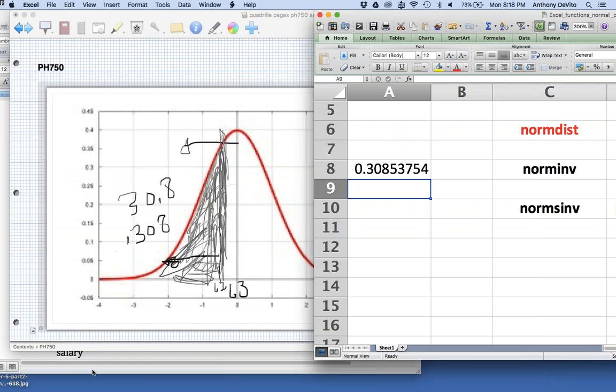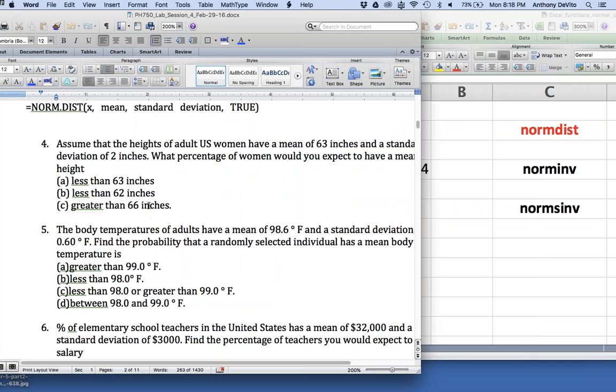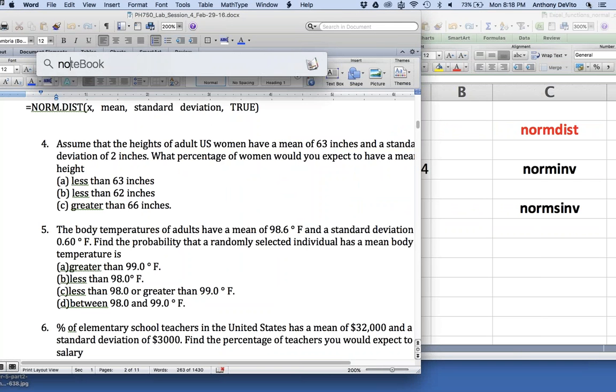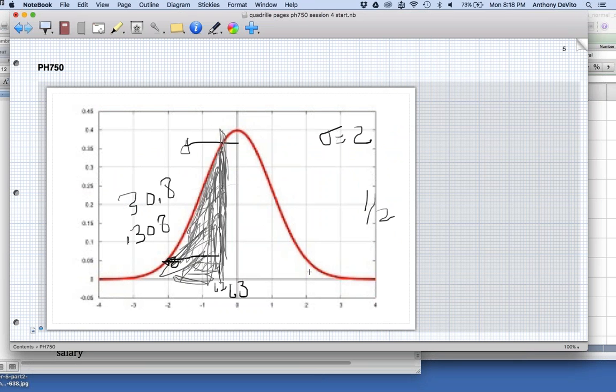Okay, let's take a look at the next question. Greater than 66 inches. Let me go back to my notebook. Greater than 66 inches is going to be, let's see, one standard deviation above would be 65. So 66 would be over here. 66 is 1.5 standard deviations.